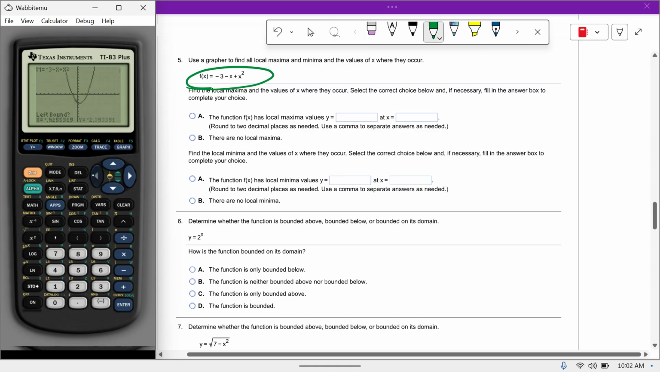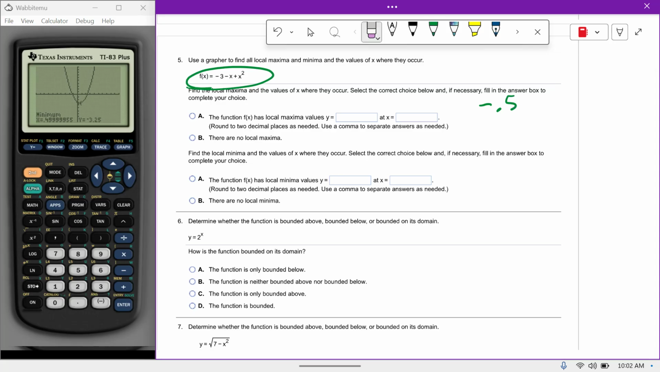I go left of the minimum, press enter. Go to the right of the minimum, press enter, and press enter again. What do you think negative 4.999955 is really saying? It's at negative 0.5, okay, and 3.25. If you put negative 0.5 in, it would be negative 3.25, okay?